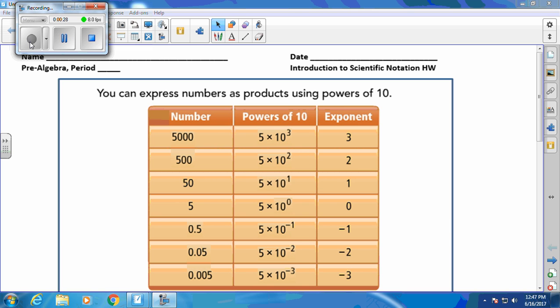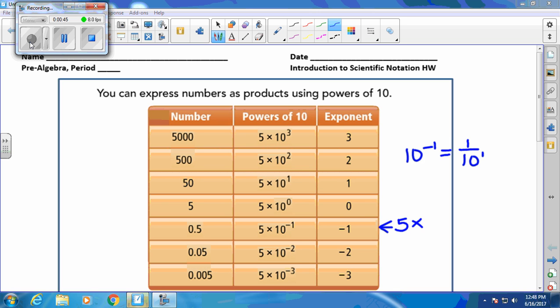But just to remind yourselves, when we had laws of exponents, we said that 10 to the negative first was equivalent to 1 over 10 to the first. If we take a look at this one right here, where it says 5 times 10 to the negative first, and I rewrite that as 5 times 1/10, doesn't that make sense that that's going to end up giving us 5/10, which is what the answer is as a decimal.